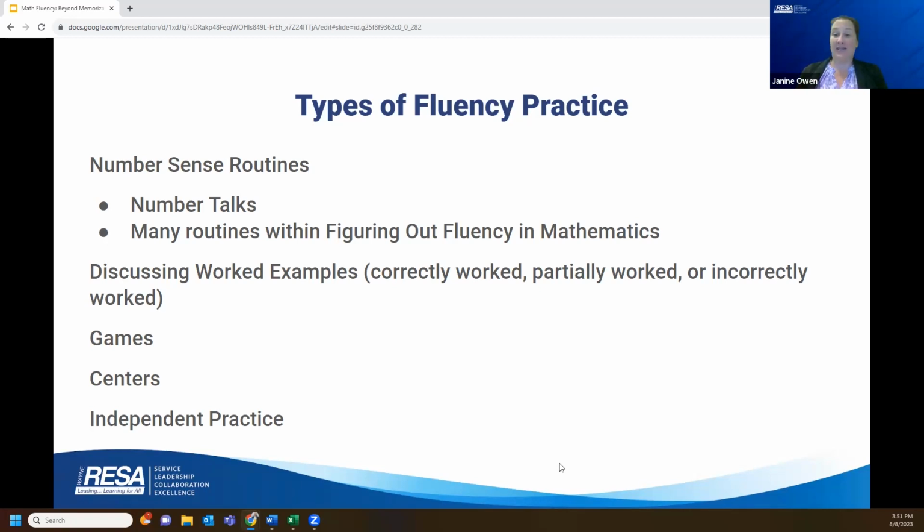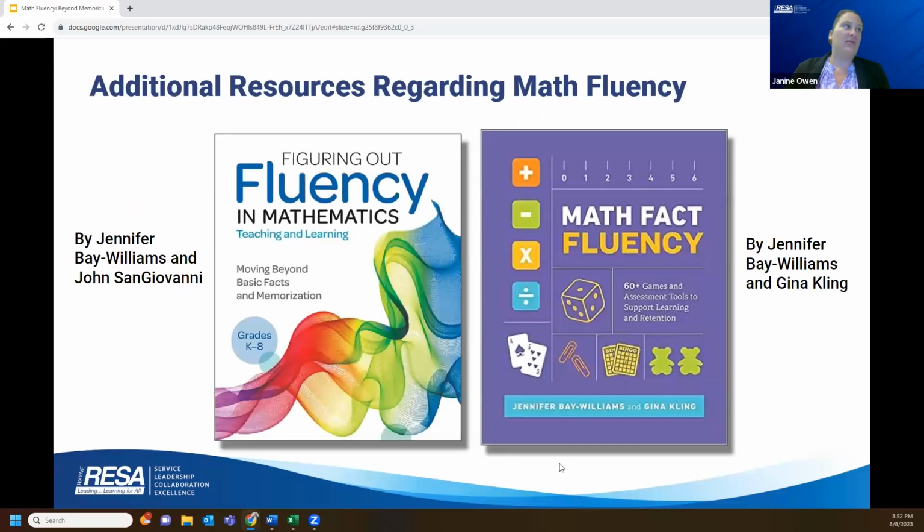Discussing worked examples, like I just mentioned in the last slide. These might be problems that were correctly worked out, partially worked out, or incorrectly worked out, but students have a chance to look at the strategy that was applied to solve a problem, and decide if they believe it was efficient or accurate, or if there was a better strategy they could use. Games, centers, and independent practice. All of these are different types of fluency practice that can and should be used.